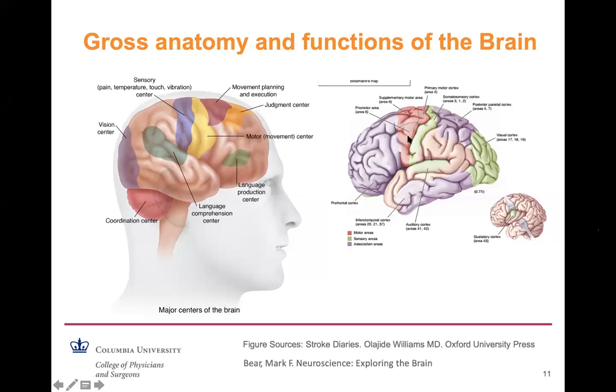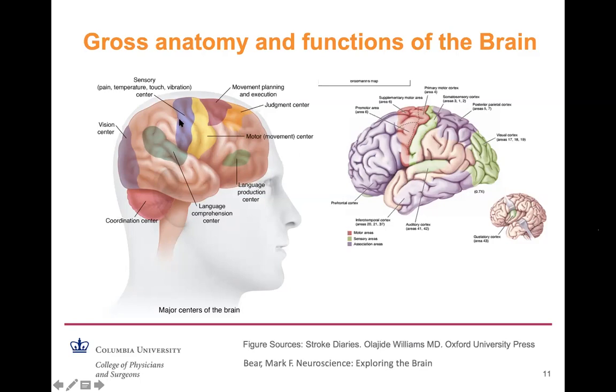The primary motor cortex is the most posterior part of the frontal lobe, and the somatosensory cortex is the most anterior part of the parietal lobe. And then you have the visual cortex, which is the occipital cortex. And then you have the temporal lobe, which contains the auditory cortex. There's a gyrus here called Heschl's gyrus that is responsible for our hearing.